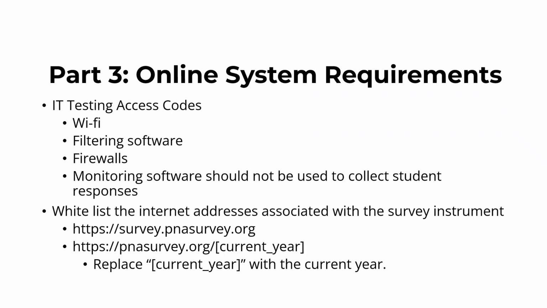You will need to make sure that connections and networks function properly before you administer the survey to the students. To help make that happen, we will send at least 2 IT testing access codes that your school can use to make sure that any technical issues are resolved before administering the survey. With these codes, you or your IT team can check that the Wi-Fi works with the site. Also, you can ensure that the filtering software and firewalls do not block the site. Please verify that any monitoring software does not record the students' answers to the questions.